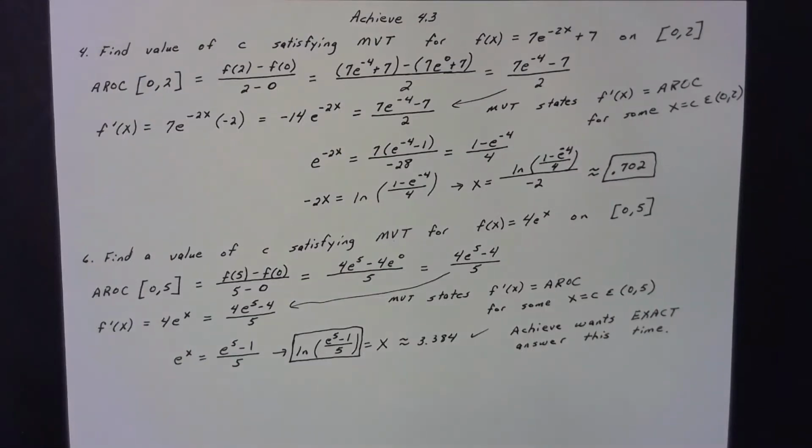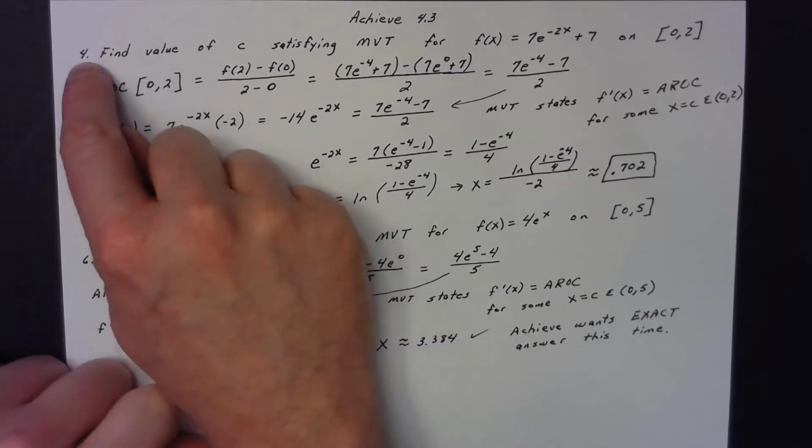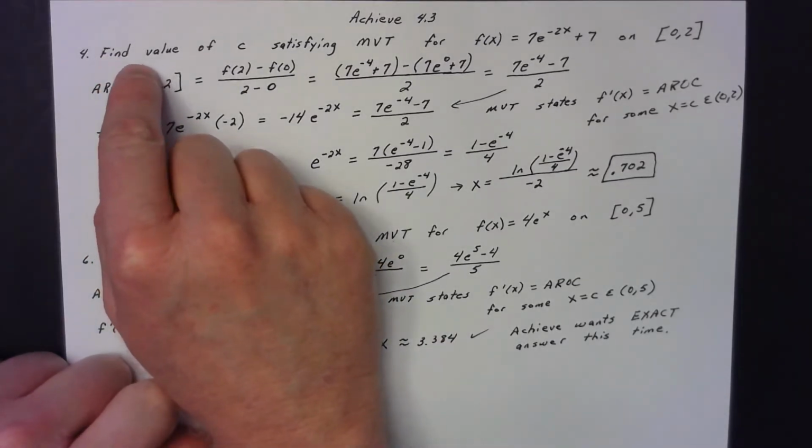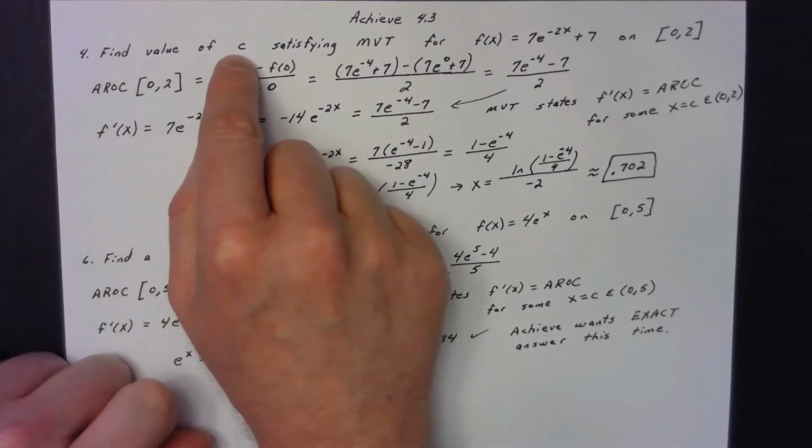Hi all, let me take a look at a couple of problems out of the Achieve 4.3 assignment. The first two here deal with the mean value theorem. So your number 4 in this assignment is going to look something similar to find the value of C. Remember, C is just the x value that is the solution to the mean value theorem.